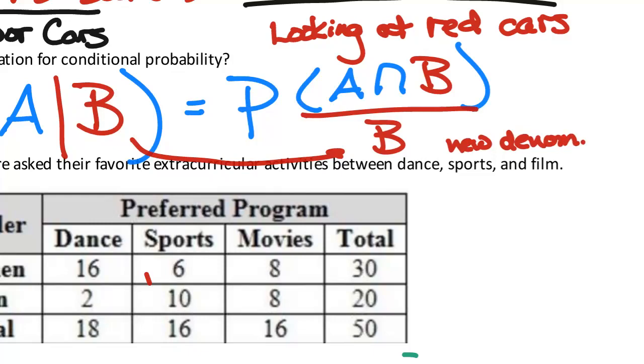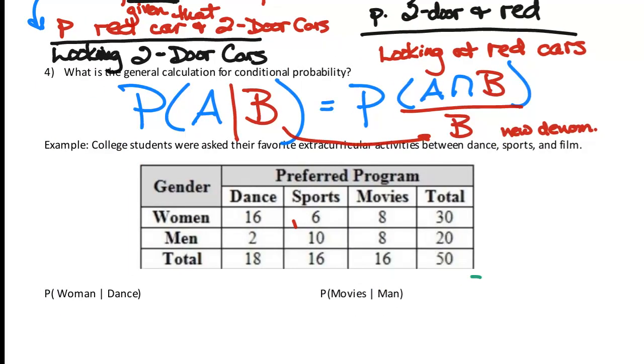Denominator. Okay? The probability of A given that B means B is going to be in the denominator, and then we need A and B on top.